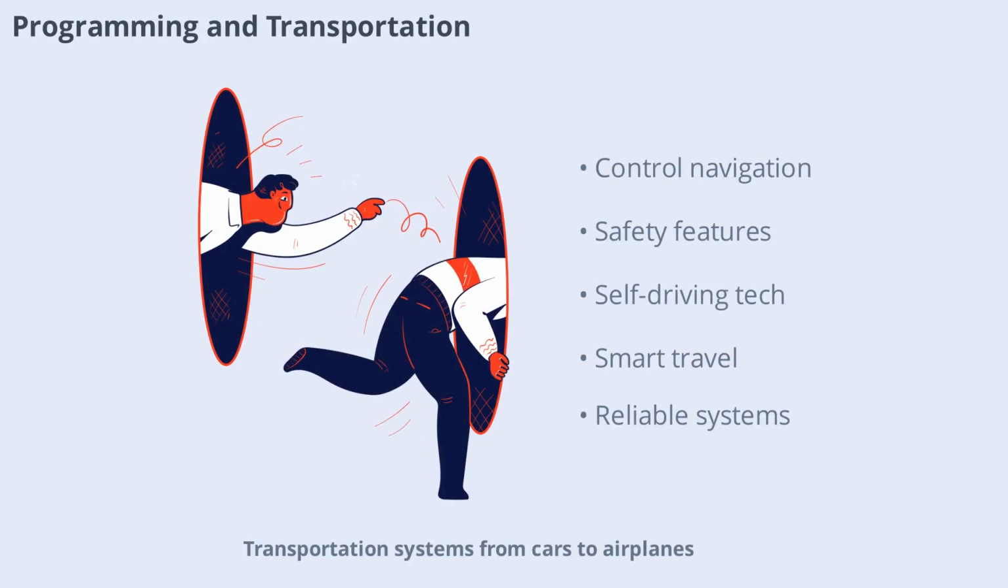Transportation systems, from cars to airplanes, use programming languages to operate safely and efficiently. Code controls navigation, safety features, and even self-driving technology, making travel smarter and more reliable.